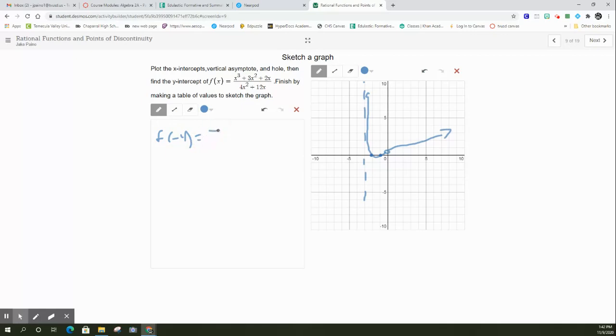All right, so negative 4 cubed is negative 64. And 16 times 3 is 48. And then 2 times negative 4 is negative 8. And then if I plugged in negative 4 on the bottom, that's 16 times 4, that's positive 64, minus 48. So negative 64 plus 48 minus 8 is going to be negative 24. And then 64 minus 48 is 16. So negative 24 over 16, which is just negative 3 over 2, or negative 1.5. So at negative 4, I'm going to get negative 1.5.